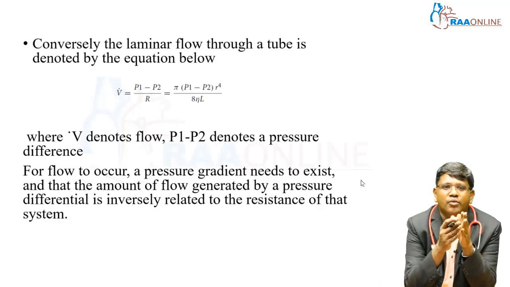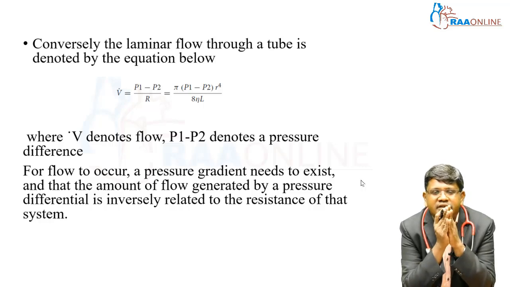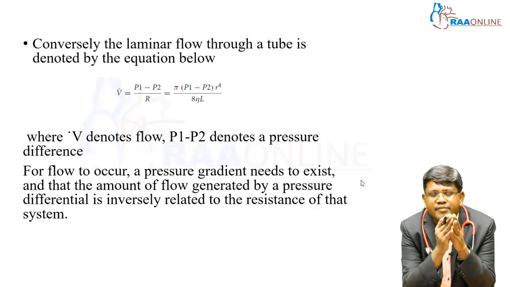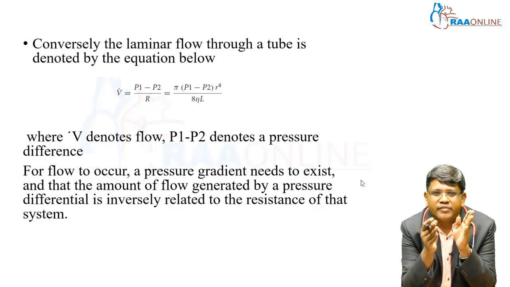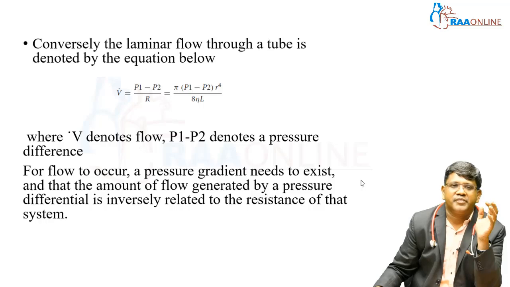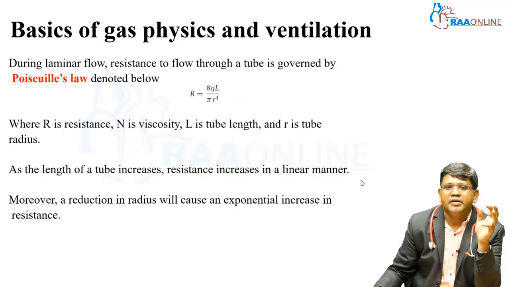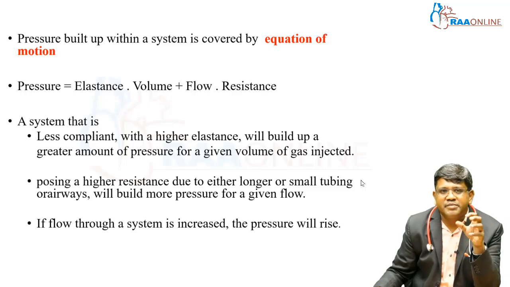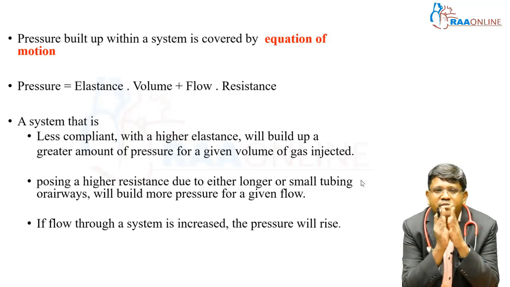One more law: the flow across a tube depends upon the pressure difference and resistance. The pressure difference generated by the CPAP helps to increase the flow. So again, the flow is inversely proportional to resistance. We know that when resistance decreases, flow increases. So CPAP increases the pressure difference, thereby increasing the flow across the tube. So we have to understand the Laplace law, Poiseuille's law and this flow principle. And one more principle in physics which is applicable to CPAP is that pressure is equal to elastance times volume plus flow times resistance. So these are 4 principles we have to understand in a system of CPAP.